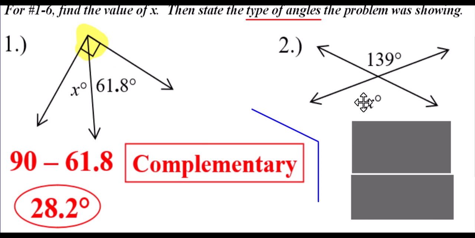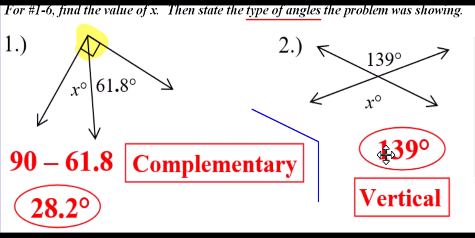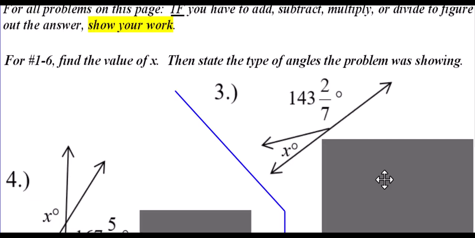All right, problem number 2. This time we have 2 angles that are opposite angles of each other. The 139 degree angle is opening up to the top. The x degree angle is opening down to the bottom, formed by 2 intersecting lines. We call those a pair of vertical angles. And here's what's important about vertical angles. They are congruent. Therefore, there's no work that needs to be shown at all to get the value of x when you have 2 angles that are congruent. Same measure, 139 degrees.